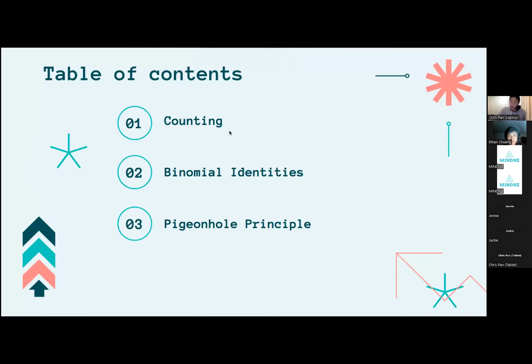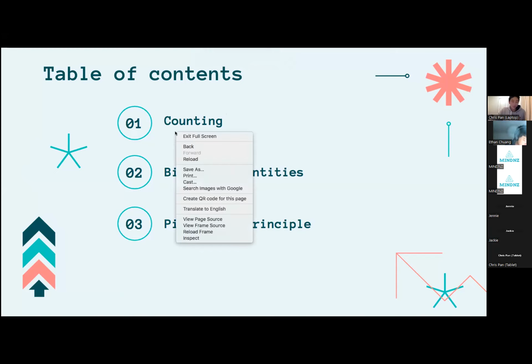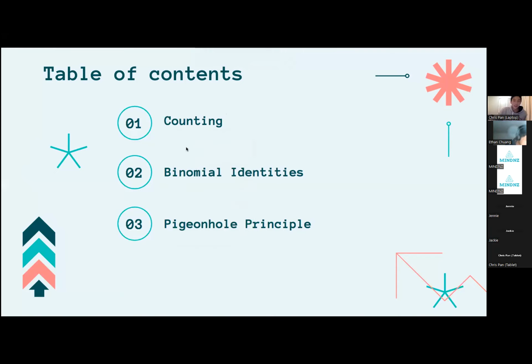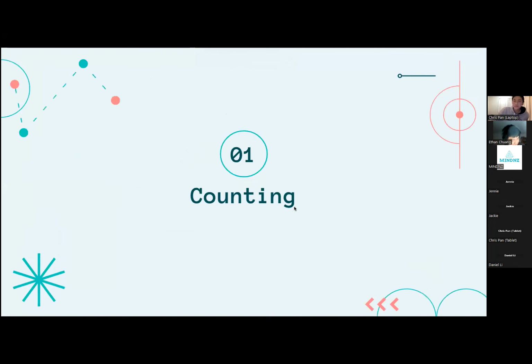So this is what we're going to be going over today. We're probably going to be spending most of our time on the first topic here, counting, which is not counting on your fingers, like one, two, three. It's a different type of counting. We'll spend a little bit of time on binomial identities, although I feel like this isn't as important. And thirdly, we're going to go over the pigeonhole principle, which is pretty important.